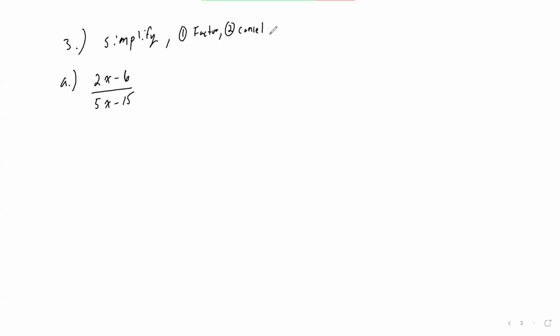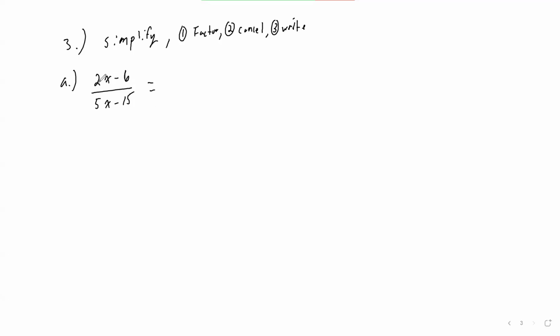And then we're going to kind of put a lot of this together. So number 3, you're asked to simplify the expression. So here we go. We get 2x minus 6 divided by 5x minus 15. So this is how I teach my kiddos. When you're simplifying rational expressions, there's 3 steps. 1, factor. 2, cancel. 3, write. So what this means is I'm going to factor both the top and the bottom.